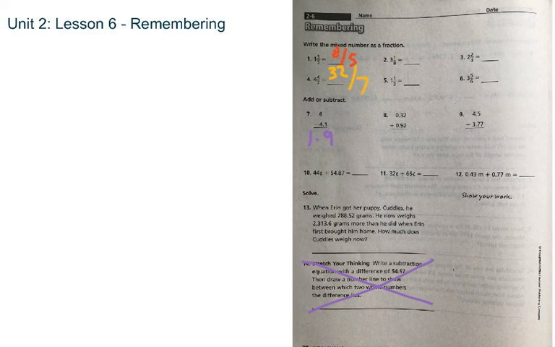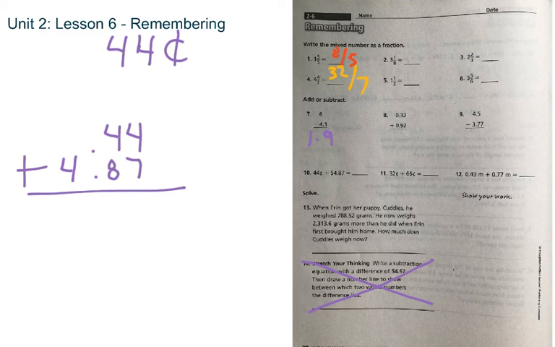Numbers 10 and 11, you have a cent sign, and when you have anything that's written as cents, let's say number 10, we have 44 cents. To write 44 cents as a decimal, it's just 0.44, or 44 hundredths. And so we have 44 hundredths plus $4.87, and you're going to just add those together.